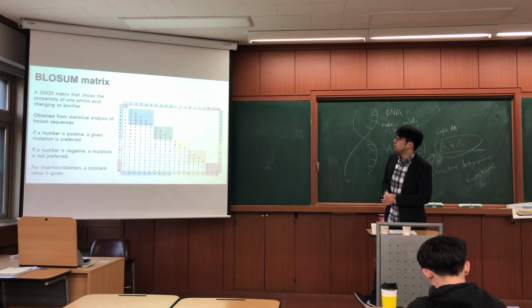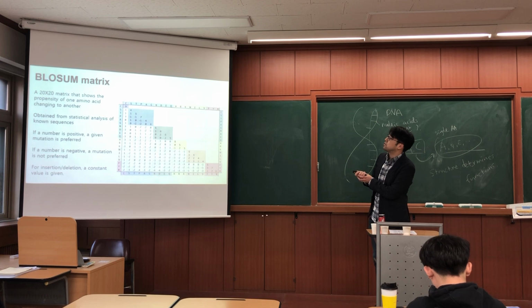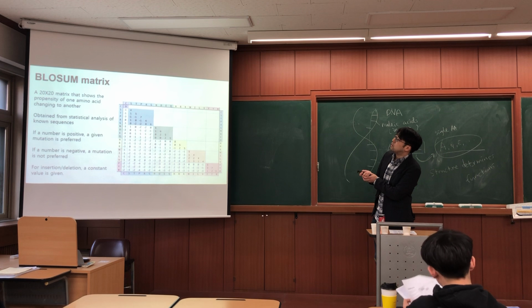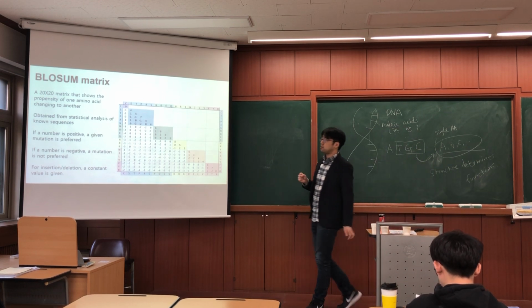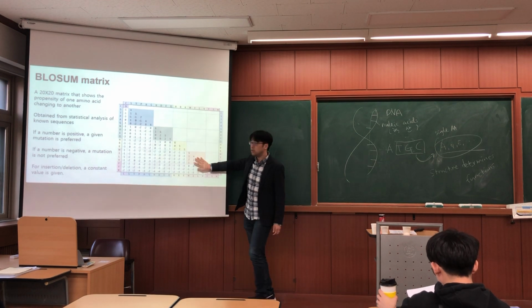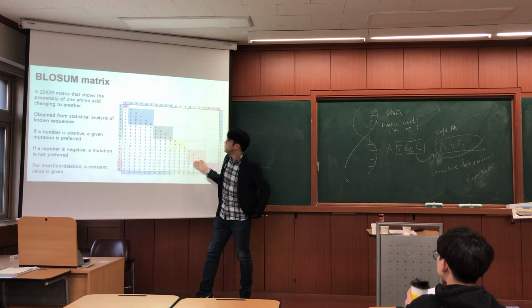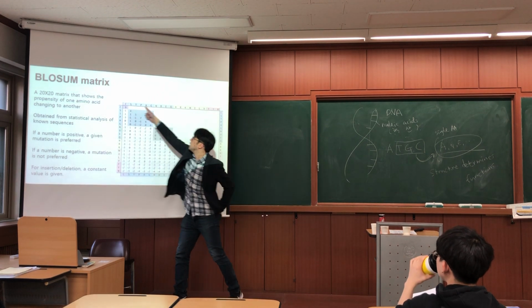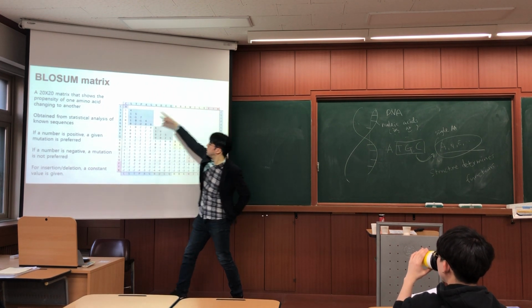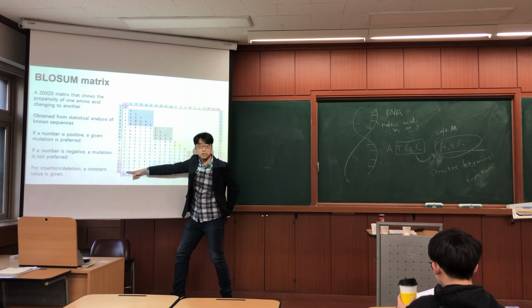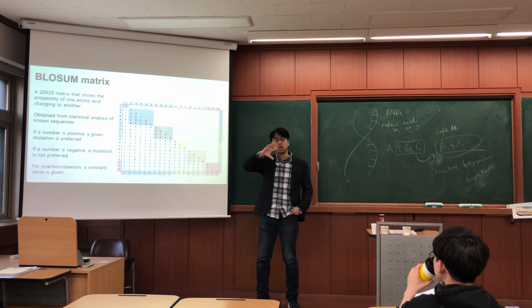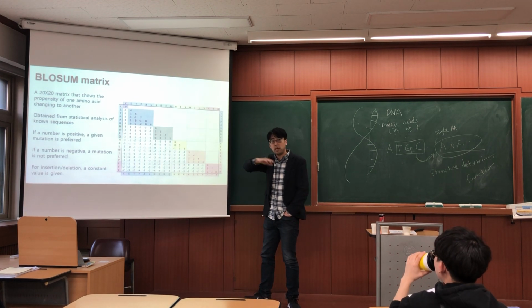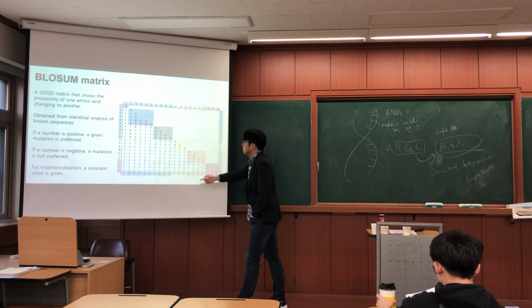So in order to do that, one of the most widely used scoring matrices is called the BLOSUM matrix. The BLOSUM matrix is a 20 by 20 matrix. Here, these are 20 different amino acids and these are 20 different amino acids, right? So this is a matrix showing how one amino acid can be easily changed, mutated, to another amino acid.